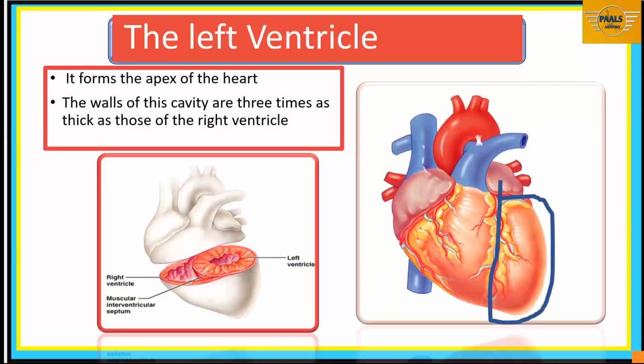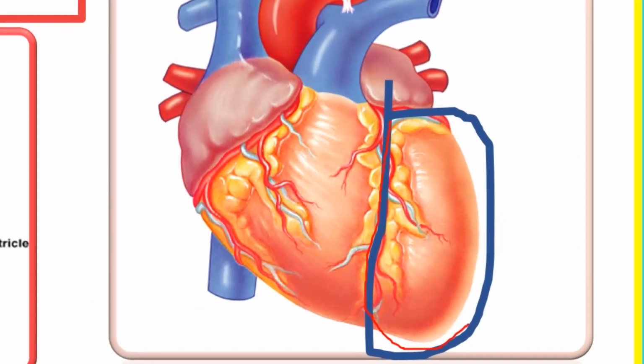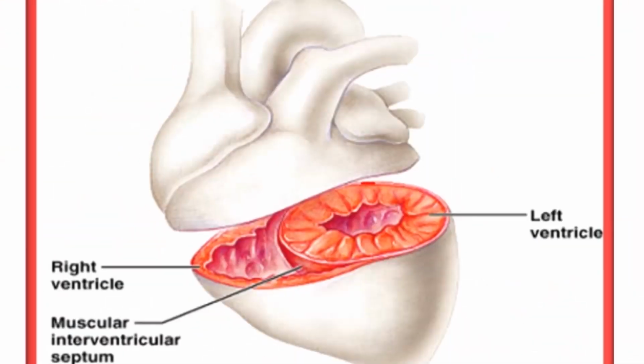We will next consider the left ventricle. This denoted part is the left ventricular chamber. This is the left part of the ventricle. Also here, this is the left ventricular chamber, a transverse section. Now, as we noted earlier, the walls of this cavity are 3 times as thick as those of the right ventricle. We can see the thick wall in the left ventricle.